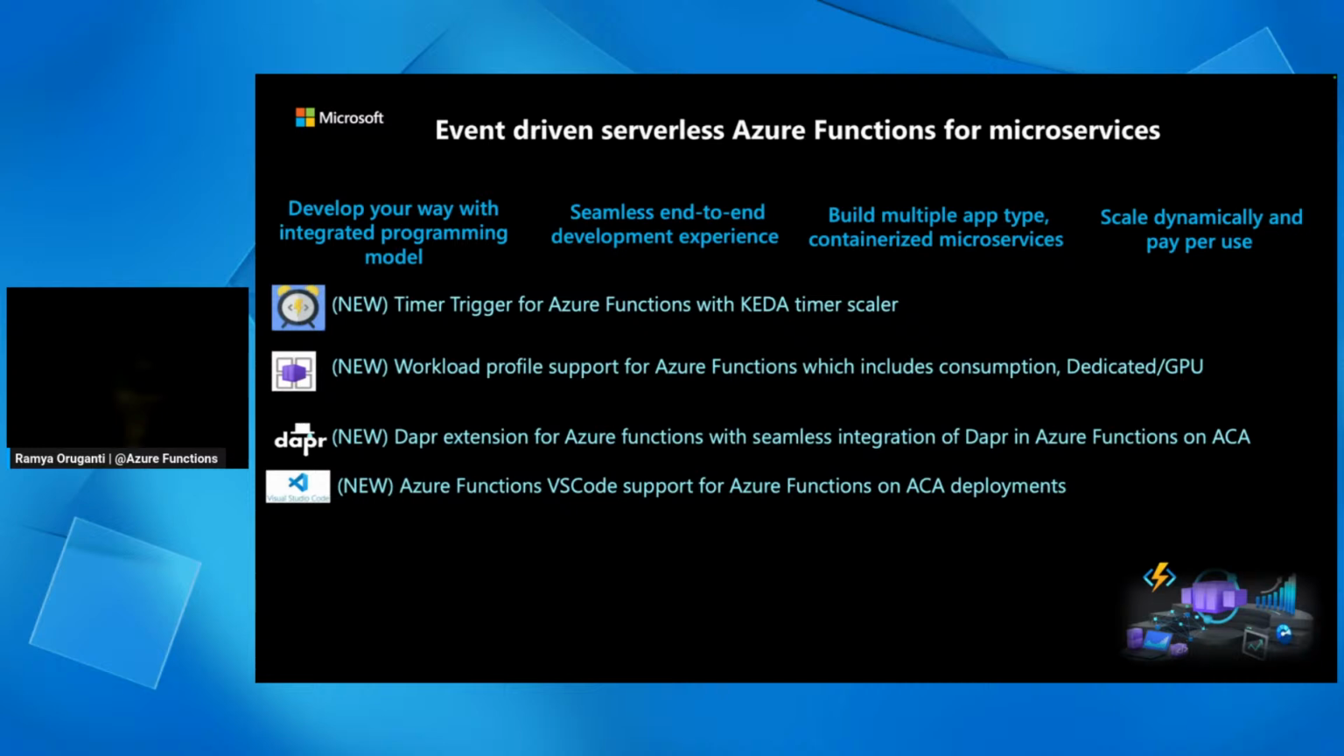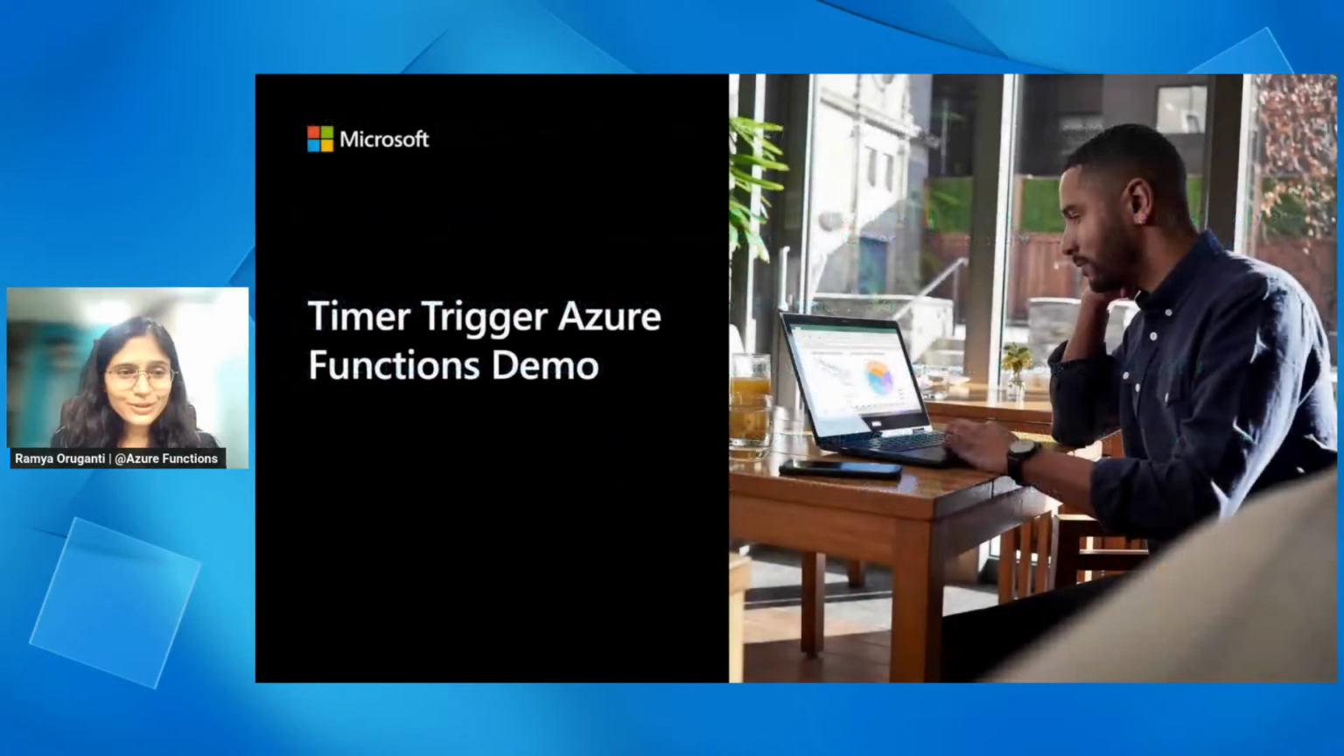And finally, you can now create and deploy your function apps on Azure Container Apps environment using the Functions extension in VS Code. So this really accelerates the speed of deployment of your functions on the Container Apps hosting option. Moving on to the next slide, I'm super excited to show you the demo. This is going to be on how to deploy the timer trigger function app on Azure Container Apps hosting environment.